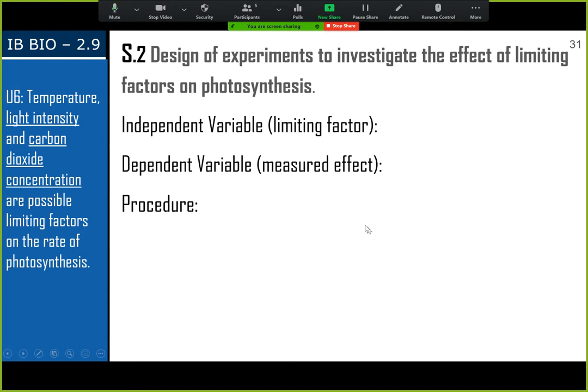So now we're going to come to an activity that you're going to do. This is skill number 2, design of experiments to investigate the effect of limiting factors on photosynthesis. And you will have an independent variable and a dependent variable, and you're going to write the procedure. So we'll get back to this in a minute, there's an activity for you to do in Canvas. I want to go through the rest of the information in the slides, and then we'll do the activity. So just hold on to this thought for a minute.